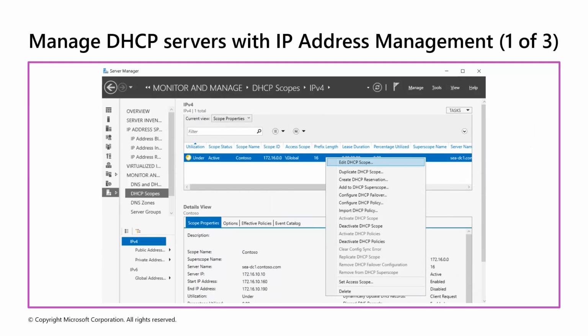IP address management provides a centralized way to manage DHCP servers across your network. With IPAM, you can view all your DHCP servers in one place, monitor their status, and quickly identify any issues. This makes it much easier to keep track of your DHCP infrastructure, especially in larger environments with multiple servers and scopes.